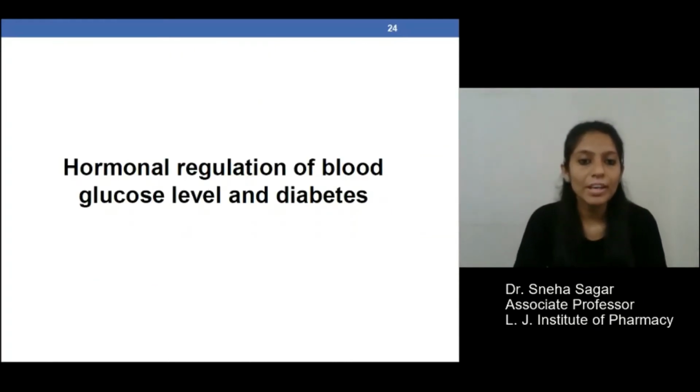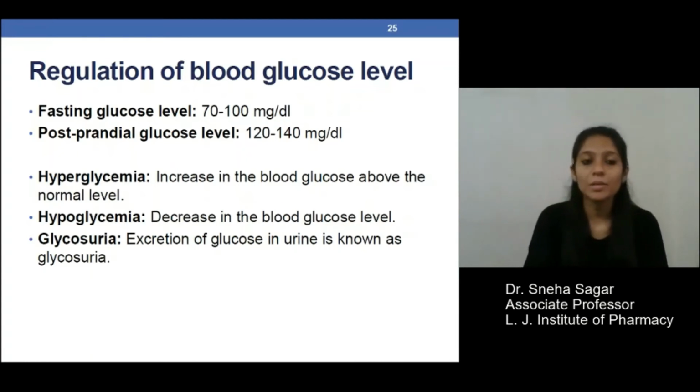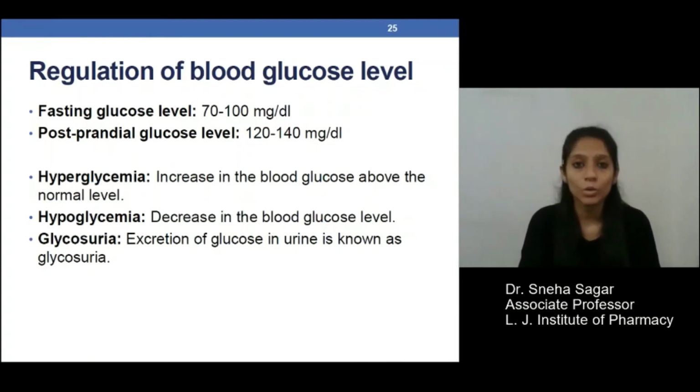Our next topic is hormonal regulation of blood glucose level and diabetes. Before starting with the hormonal regulation of blood glucose, we'll quickly go through some terminologies like hyperglycemia, hypoglycemia, and glycosuria. Hyperglycemia is nothing but the increase in the blood glucose level above the normal level.